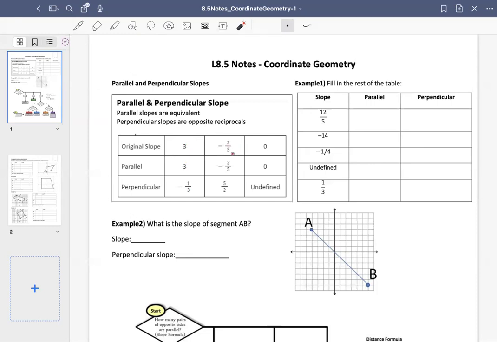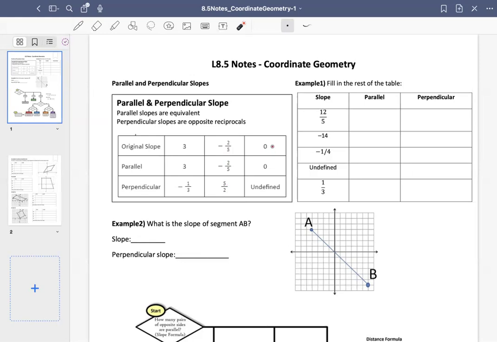Let's look at negative 2/5. If I want to write a parallel slope, it's just going to be the same number, negative 2/5. If I want a perpendicular slope, I'm doing opposite reciprocal. I see that the original slope had a negative sign, so my opposite sign would be positive. And then reciprocal, I just flip-flop numerator and denominator. So the perpendicular slope to negative 2/5 is 5/2.